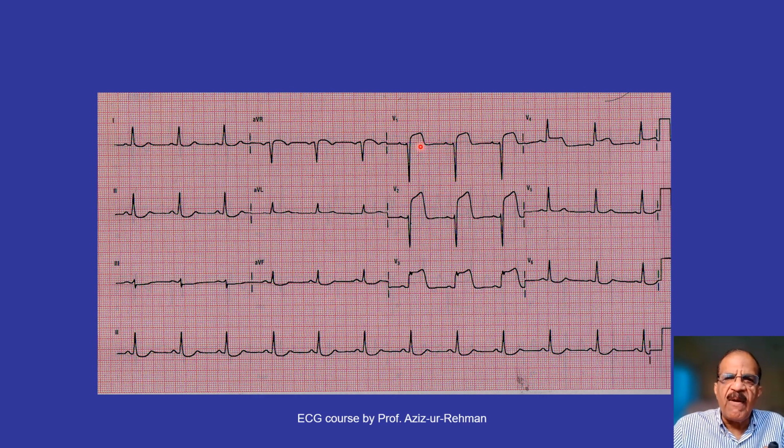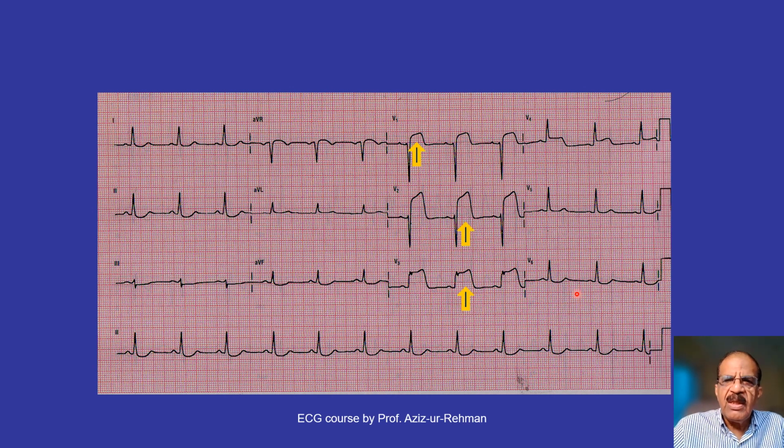Look at this V1, V2, V3. This is the isoelectric line. This is the isoelectric line, and this is the ST segment. This is the isoelectric line, and this is the ST segment. Here, this is the isoelectric line. Isoelectric line is where the ST segment, the PR interval and TP interval lies. I'll just show you shortly. And then there are some changes in V4 also, but V5 looks normal, V6 normal.